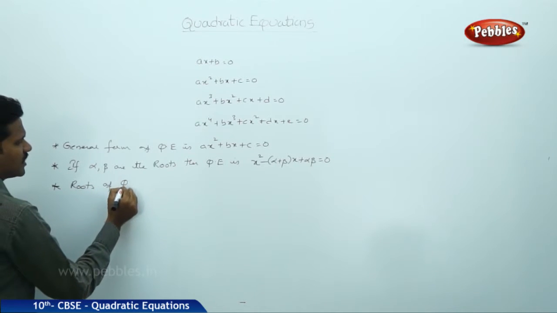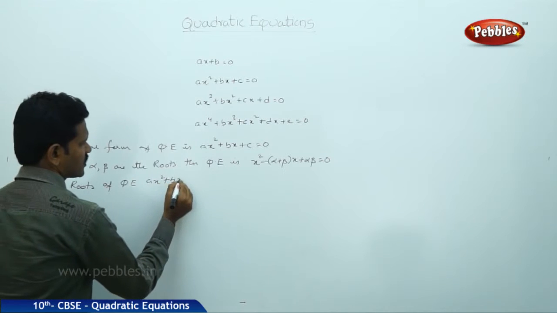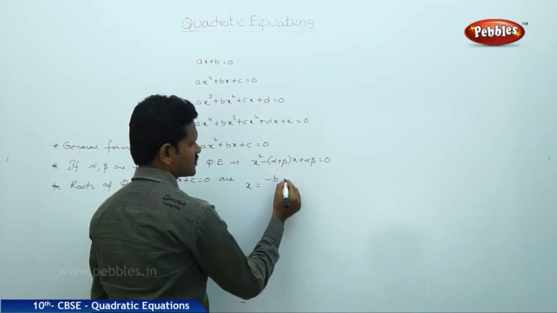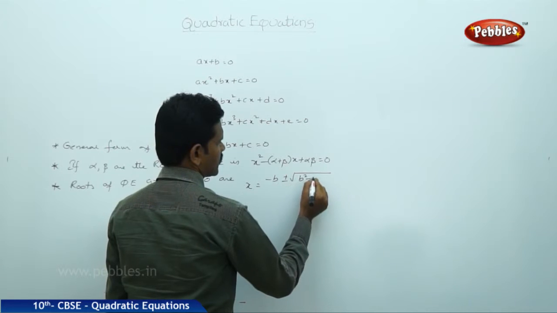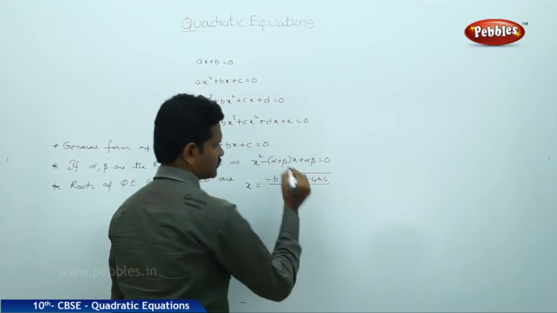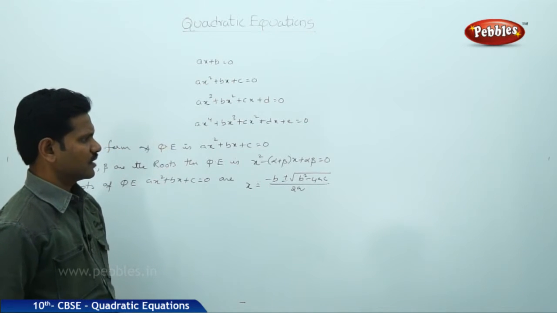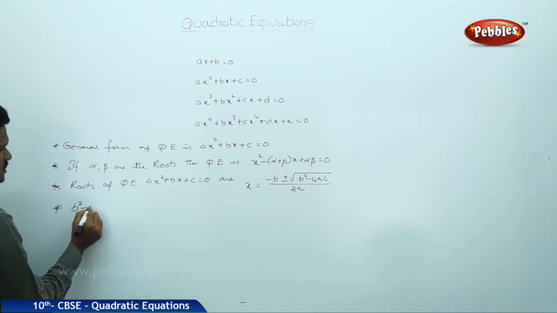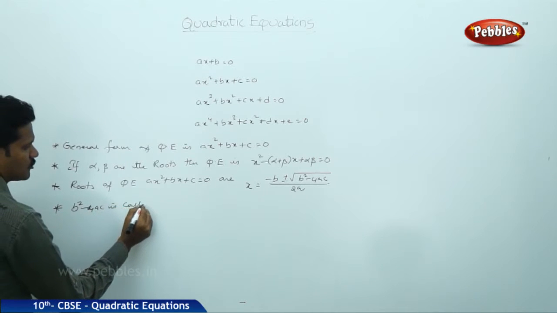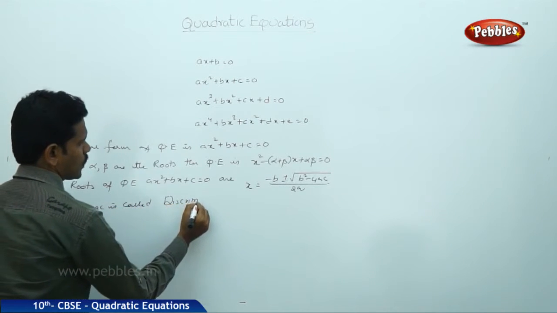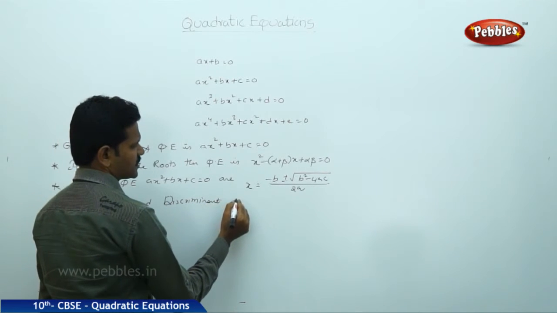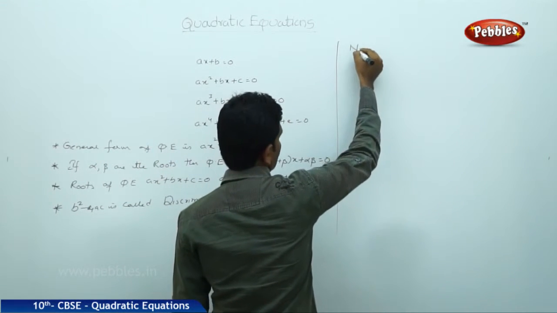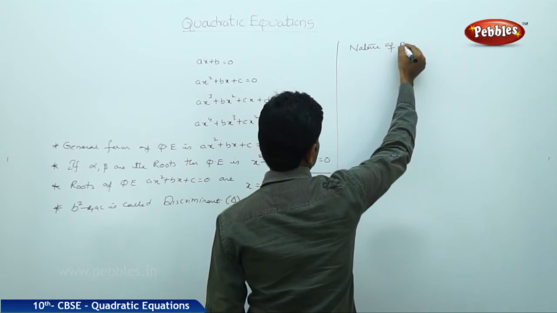Next, the roots of the quadratic equation ax square plus bx plus c is equal to 0 are x is equal to minus b plus or minus root over b square minus 4ac, by 2a, where b square minus 4ac is called the discriminant, represented by delta.